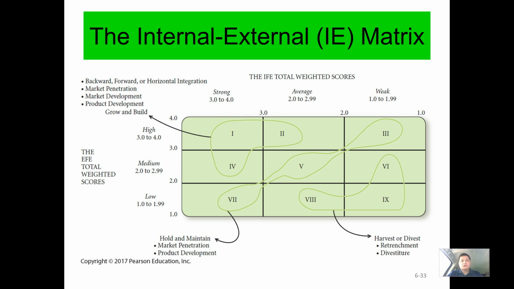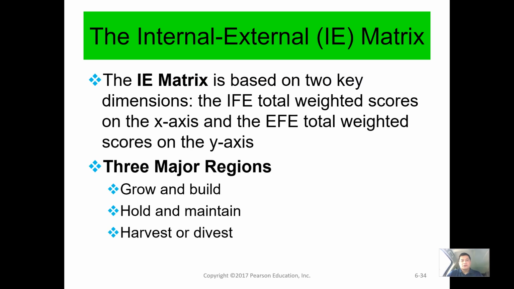As you can see here, it consists of strong, average, weak on the horizontal axis, and on the vertical axis high, medium, low, with the IFE total weighted scores, and backward, forward, and horizontal integration, market penetration, market development, product development, etc. This is the table for the internal-external matrix.